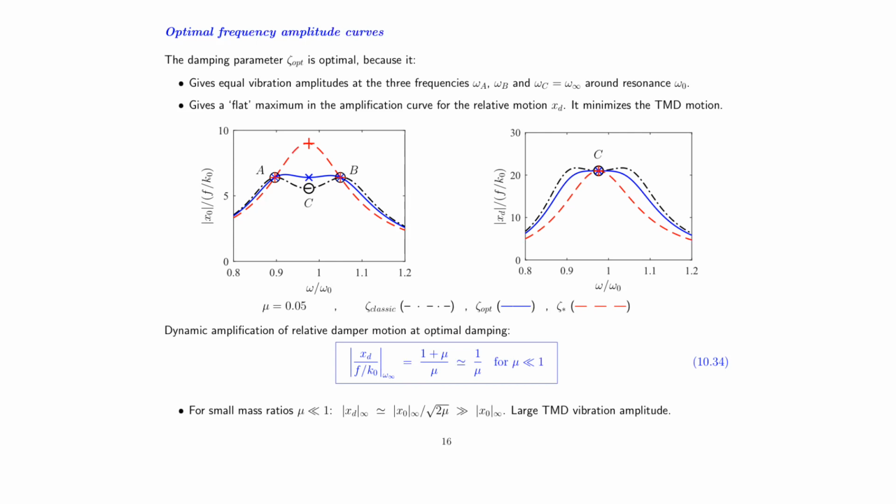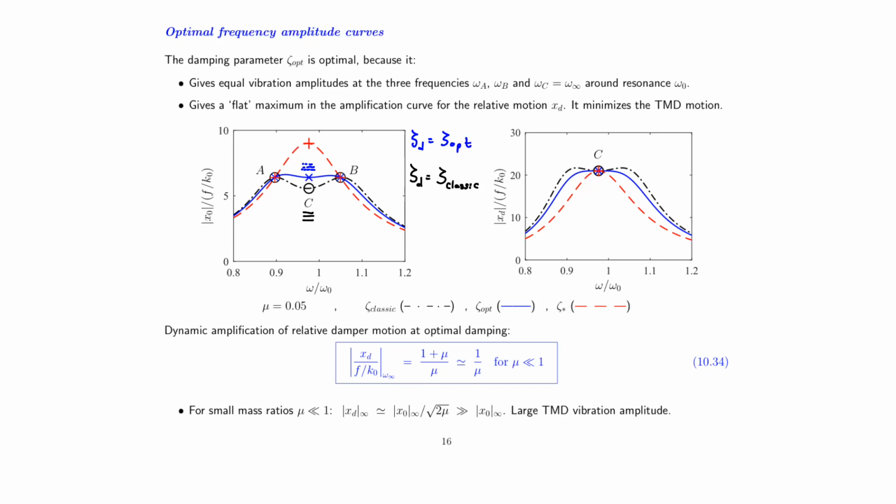So if we have a look at the optimal dynamic amplification factor, the blue curve represents the solution with zeta d equal to zeta opt, whereas the black curve represents zeta d equal to the Den Hartog solution that we refer to as classic. And it turns out that the maximum amplitudes occur at A and B. The Den Hartog solution has an intermediate reduction of the amplitude, which we do not see for our proposed application.